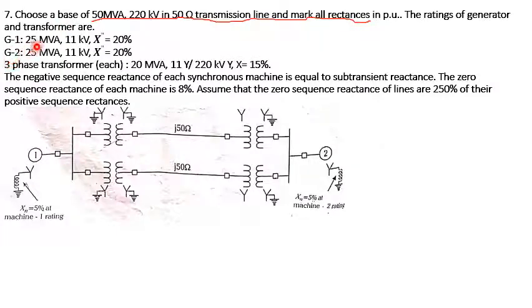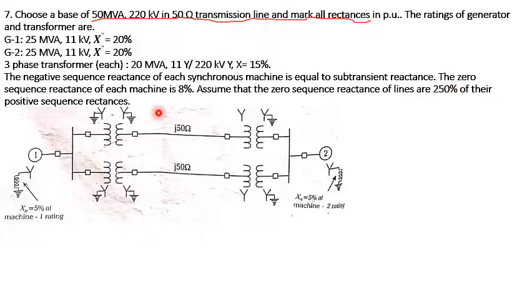The ratings are given below. G1 is 25 MVA, 11 kV, X double dash is 20 percent. G2 is 25 MVA, 11 kV, X double dash is 20 percent. The three-phase transformers each have 20 MVA, 11 kV to 220 kV, and X is 15 percent. We need to observe here that the negative sequence reactance of each synchronous machine is equal to the subtransient reactance. He is not mentioning the negative sequence reactance, so the positive sequence is the same as the subtransient reactance, and that is also the same as the negative sequence reactance.